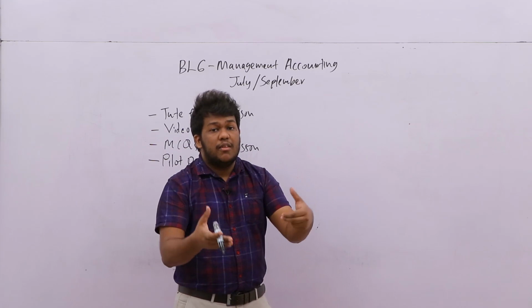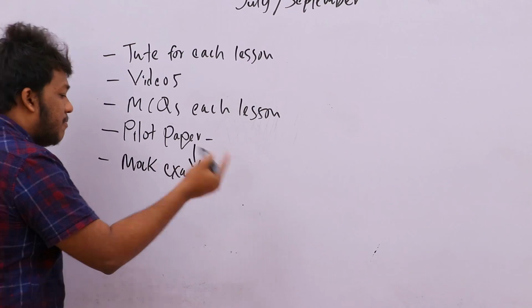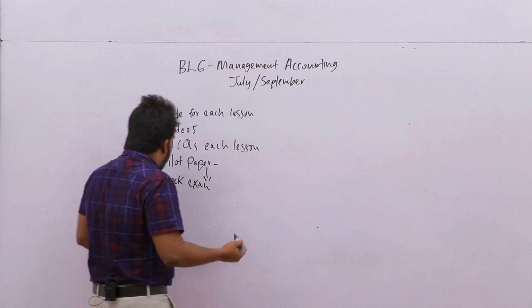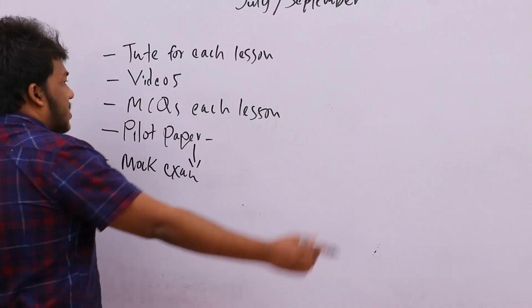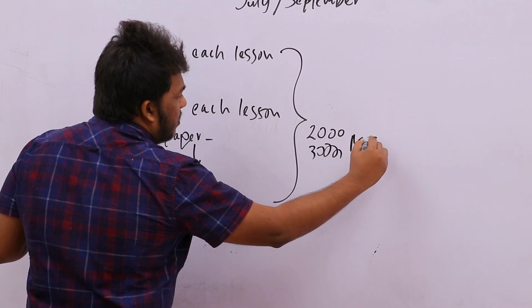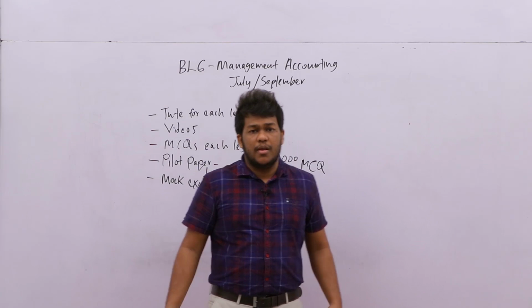So after that, we will be doing mock exams. Mock exams mean exactly the same structure as the pilot paper. You will be having around 50 questions, maybe OTQs or MCQs. So maybe I'm planning to do 3 to 4 of these. So after we are done with this, you will be done with around 2000 to 3000 marks of MCQs. You will be done with 3000 marks of MCQs before doing the examination.